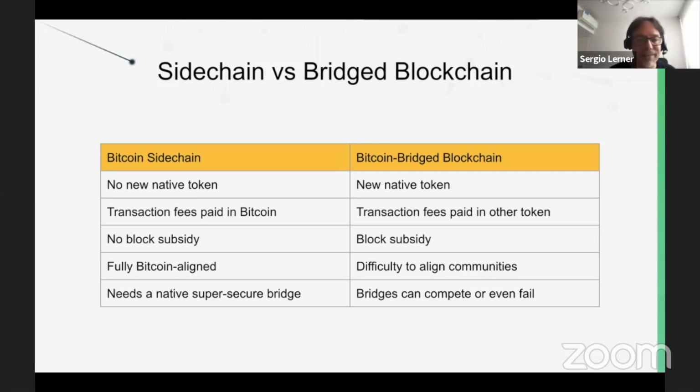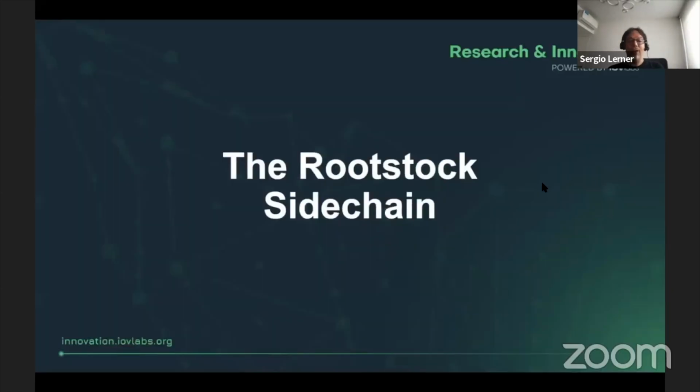And of course, it needs a native, super secure bridge, right? Since your whole blockchain depends on this connection with Bitcoin, the bridge must be secure. In the case of a Bitcoin bridge blockchain, you can have several lower security bridges. Maybe some of them fail, and they can compete. But this is not the case of a sidechain. The sidechain, by definition, needs a very secure bridge. So now that you understand the importance of sidechains and the difference of sidechains, let's dig into what Rootstock is.